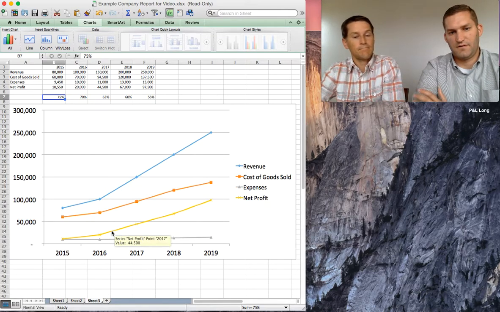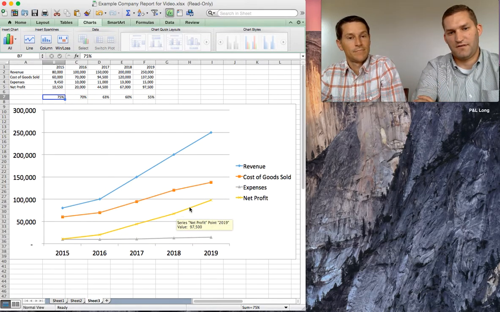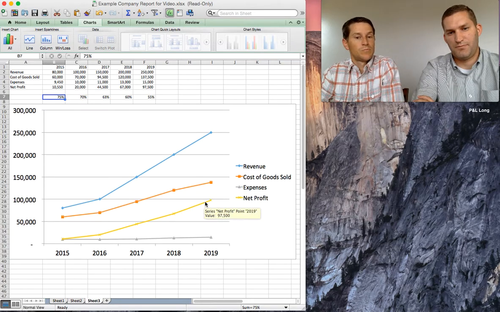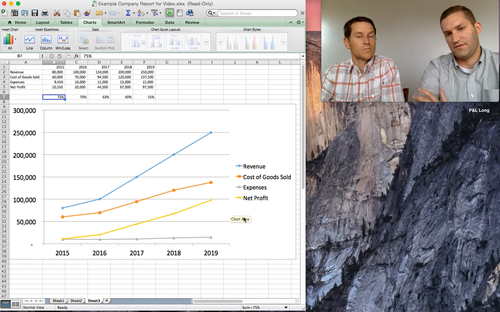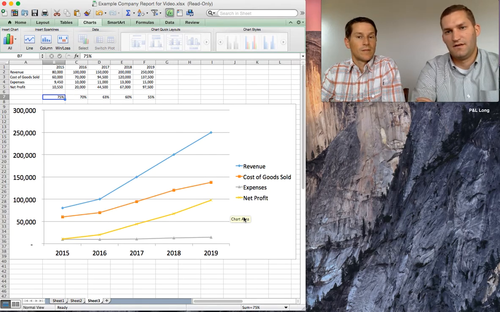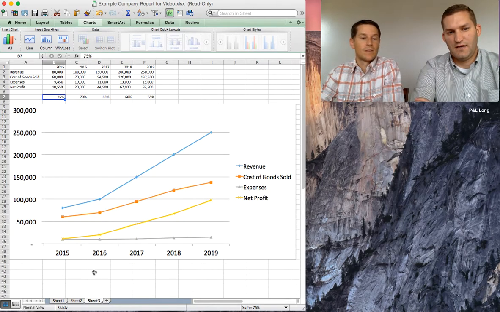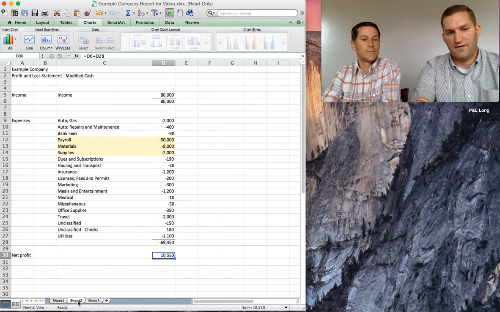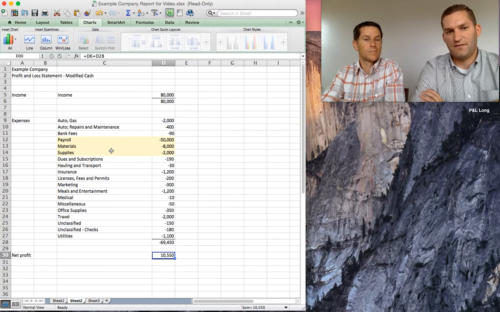Right. So consequently, you see the net profit increasing and the gap narrowing here between your cost of goods sold and your net profit, which is the ultimate goal. That's right. So anyway, again, that's one way to analyze the reports, is to focus on those numbers, to help you get more money in your pocket at the end of the day. That's the intent of the report, and that's what we're here to help you do.